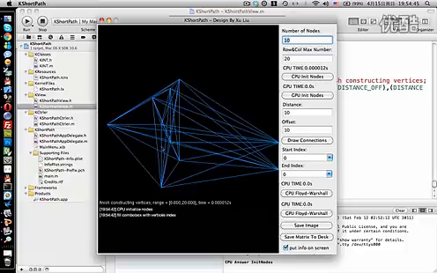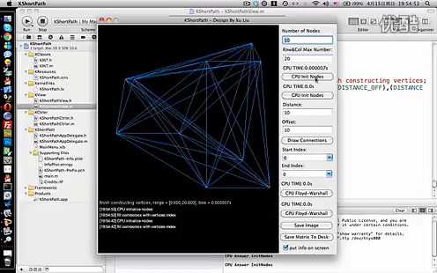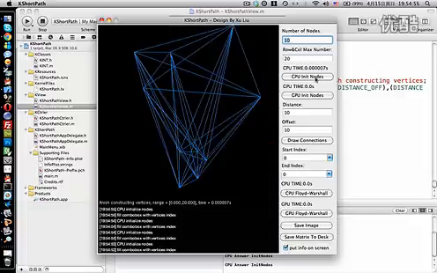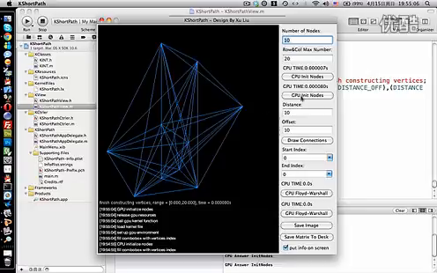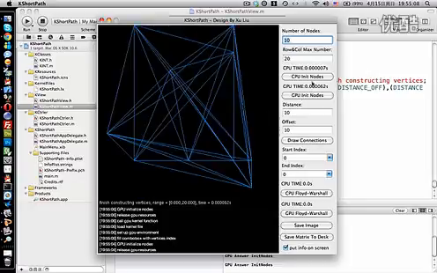So we can see here is a graph. Each pair is connected to each other. Now the CPU time is like this. And if I use GPU to initialize this, it's like this. Here we can see the GPU time is more than the CPU time.